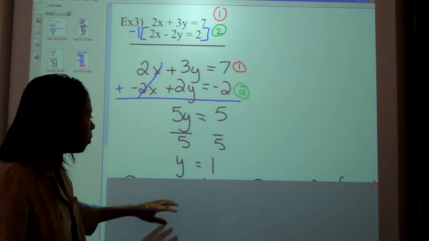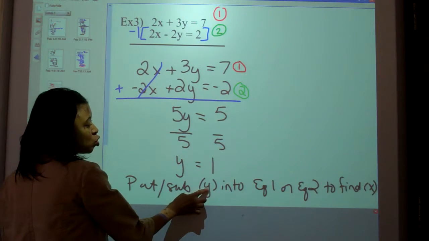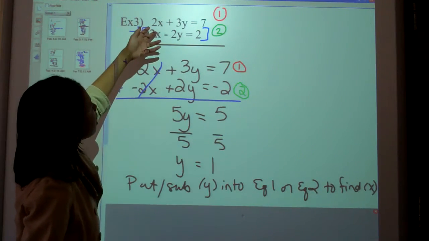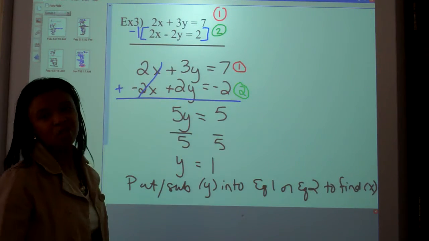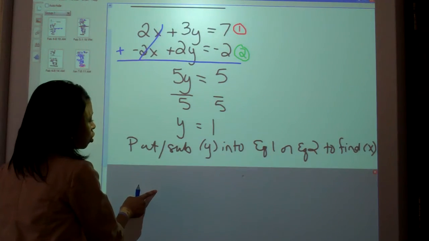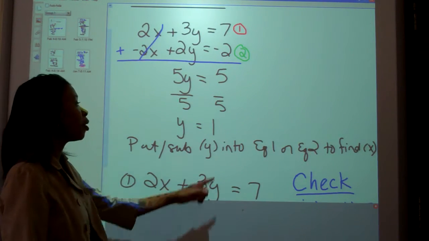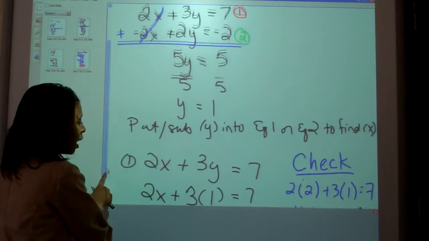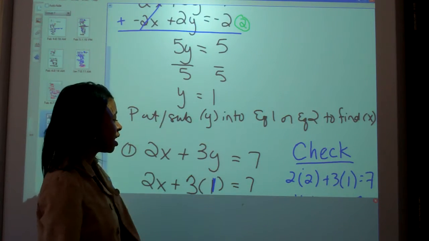It doesn't matter. Moving further, how do I solve for x? Now I'm going to put or substitute y in equation 1 or equation 2 to find x. And I look at this and say, which one's easier to put 1 in for, equation 1 or equation 2? Both of them are about the same amount of work, so I just pick one. Doesn't matter if I use equation 1 or 2. I chose equation 1. 2x plus 3y equals 7. I'm going to go ahead and put that 1 in for y down here. And I get 2x plus 3 times 1 equals 7.